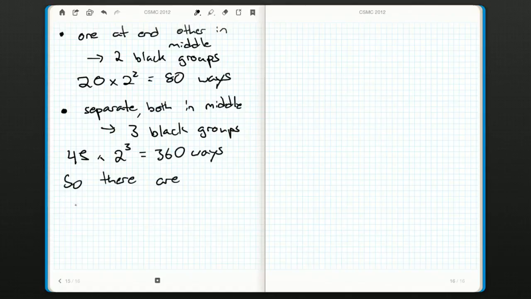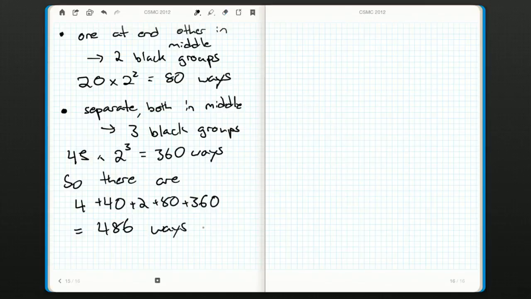So we have 4 plus 40 plus 2, plus 80, plus 360, equals 486 ways to tile the hall. Okay, so we just need to put our final answer of 486 in. It was quite a question.